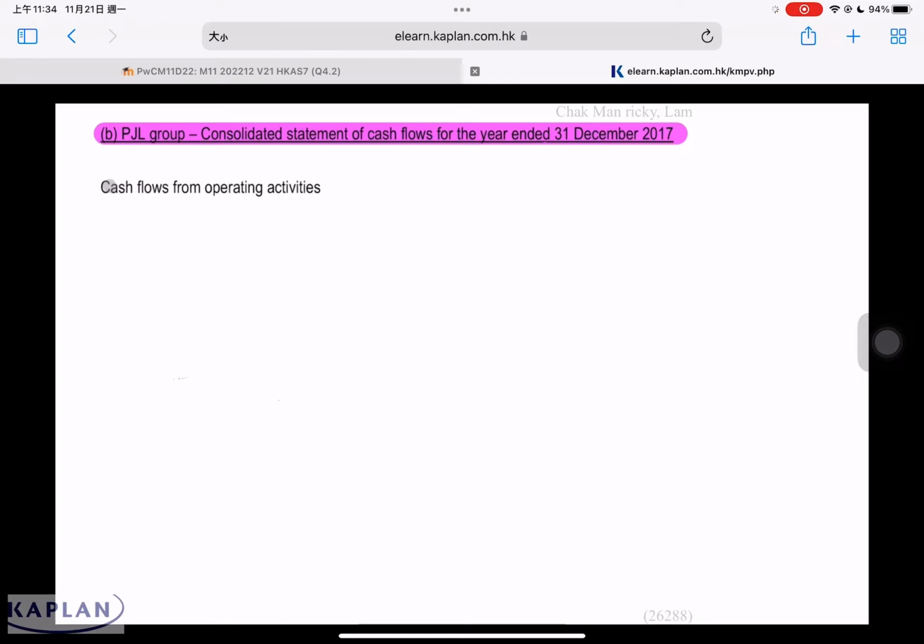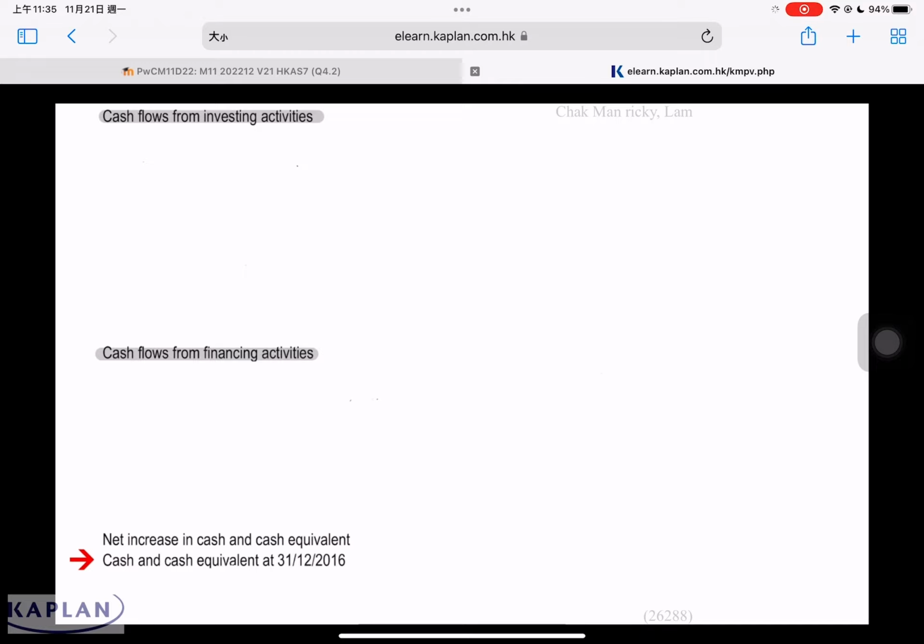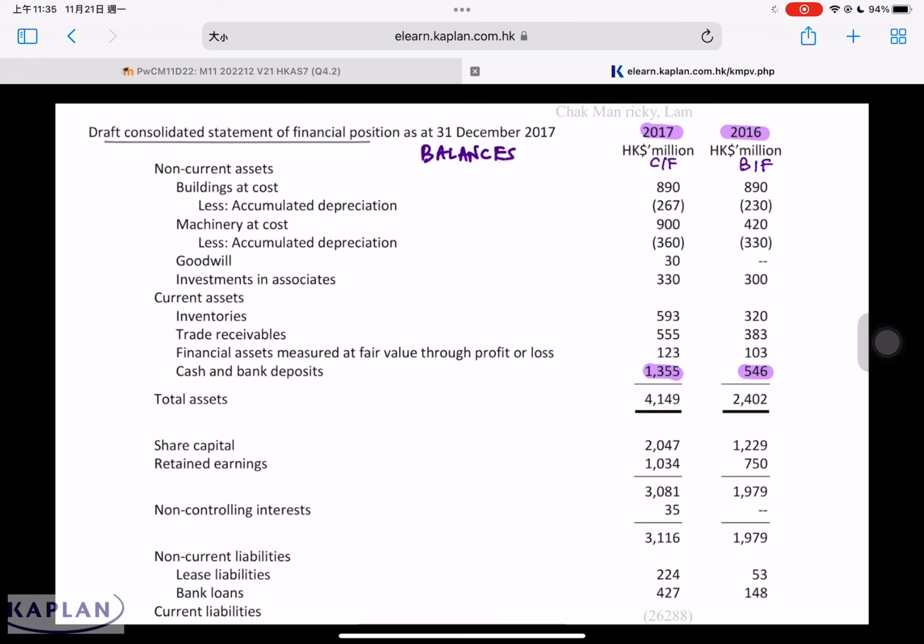First, we look at the cash flow from operating activity, cash flow from investing activity, cash flow from financing activity. There's a net increase in cash and cash equivalent. Cash and cash equivalent at 31st December 2016 and cash equivalent at the end of this year, 2017. This is the format. That's the first step. Refer to the balance sheet given to us. The cash last year is 546, this year is 1355.